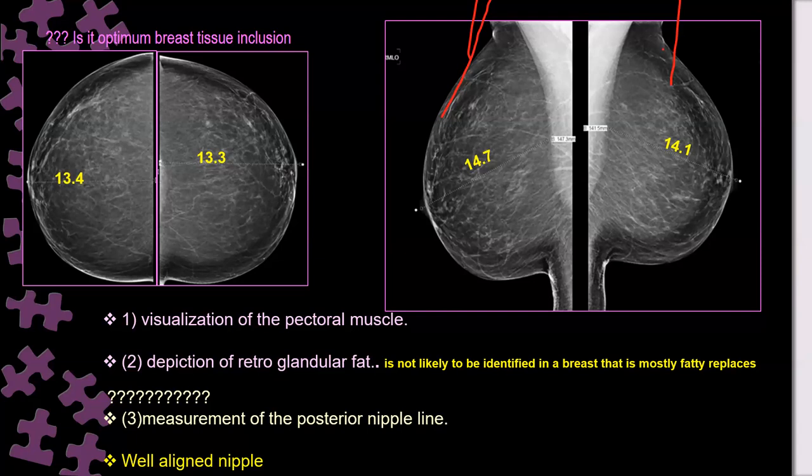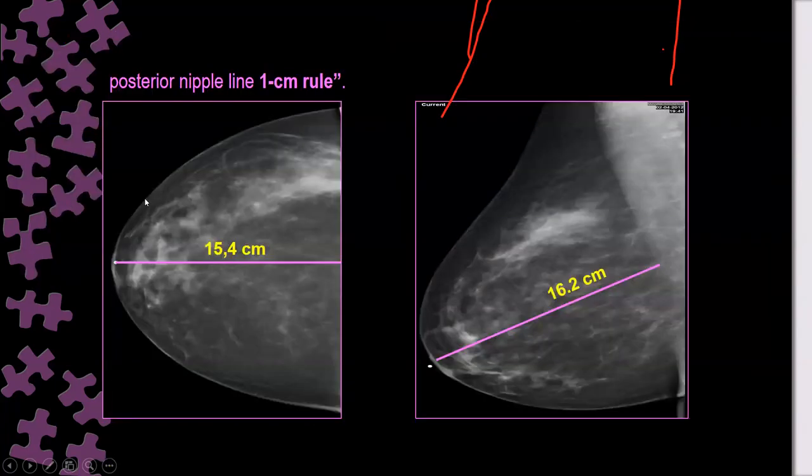In the CC view, we measured the posterior nipple line and then compared in both views, CC and MLO. Tell me, and I give you the measurements, right and left. Which one is optimum, which one is not? The left is optimum, the right is not optimum. Excellent. The right, it's even good. You can see even the pectoralis here. This one, I could not see a pectoralis. I'm not even sure about the measurement. It is more than 1 centimeter difference. Yes, 1.3.